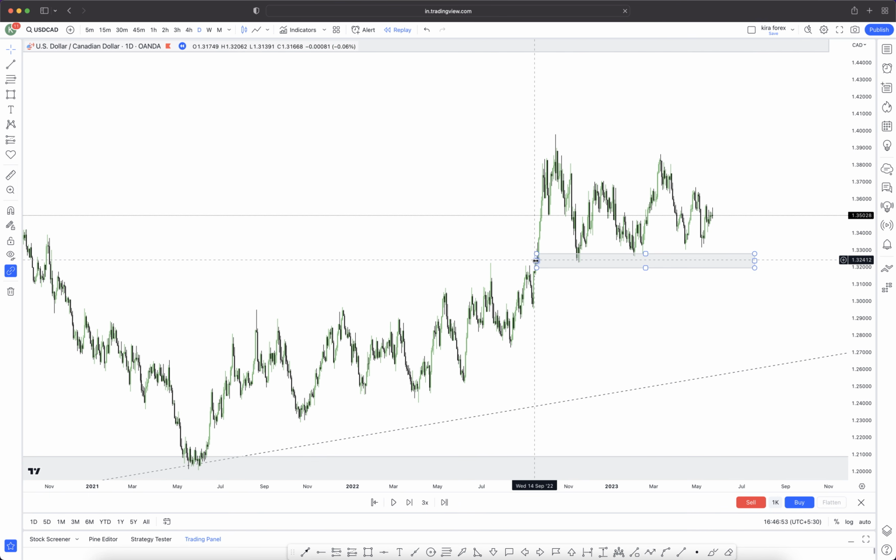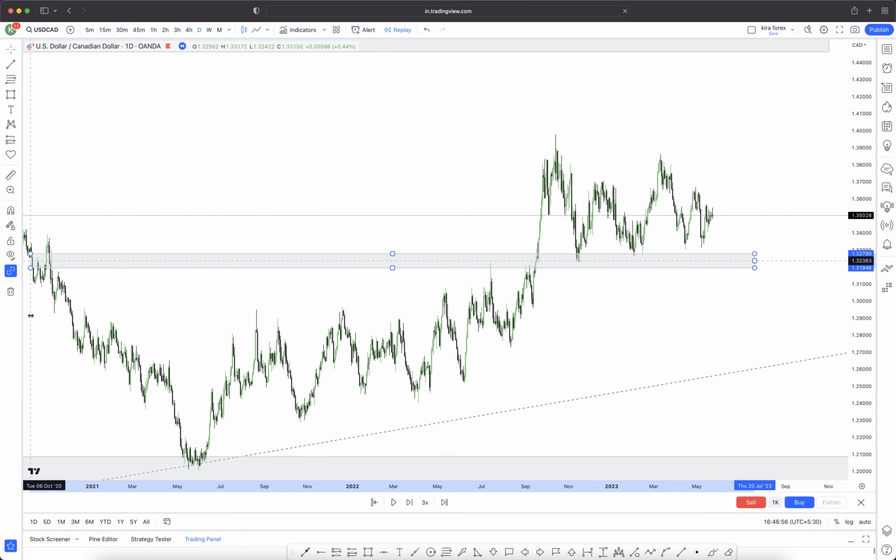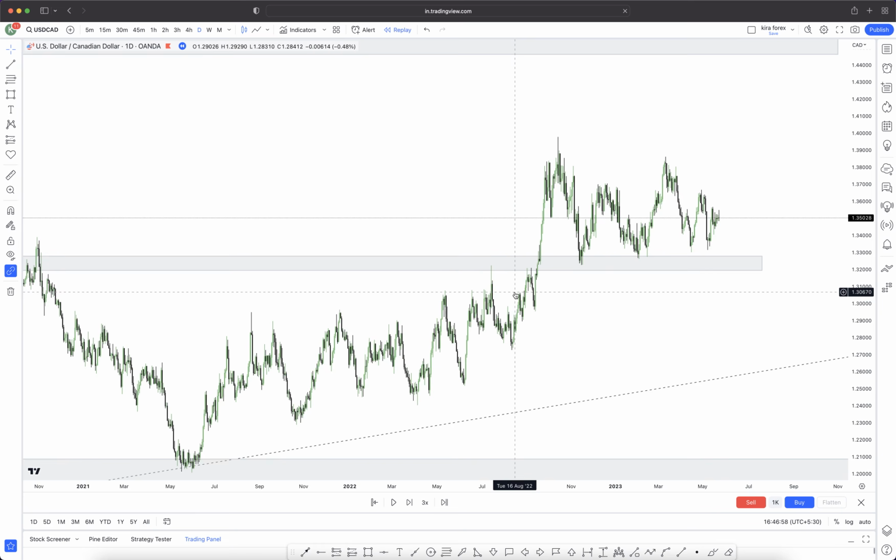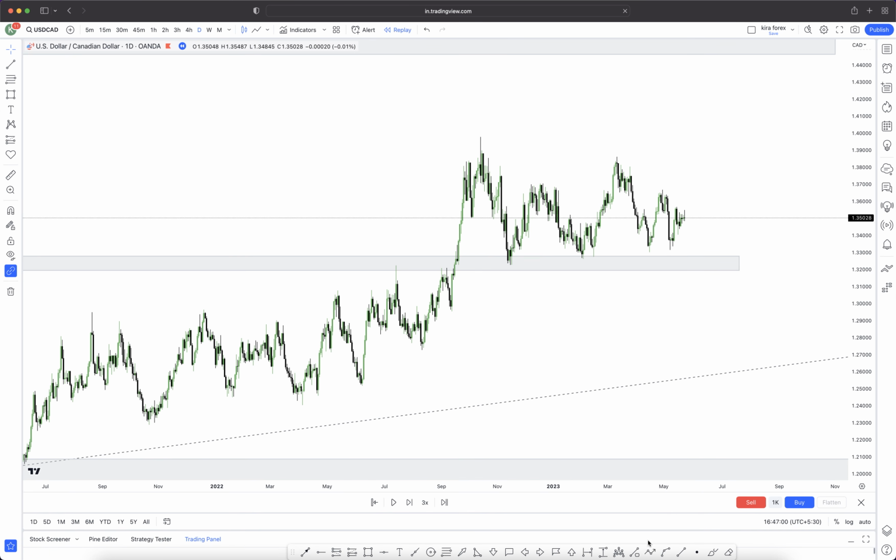We had price breaking out from this support and resistance. Look at something here. So we have price breaking out from this support and resistance, as you can see, and then price came back for a retest. After the retest, you can see that price is bouncing off from that resistance level.